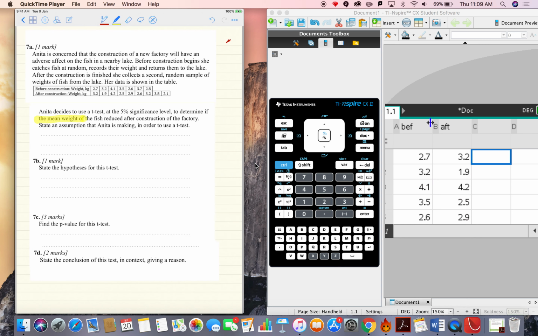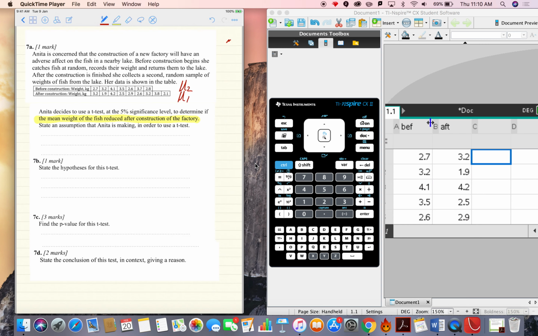So top tip is this. If this person is concerned with the weight of the fish after, it might sound a bit counterintuitive, but the thing that this person's concerned with, the weight of the fish after, that's what we're going to call mu1. Now it sounds weird because you sometimes think mu1 is before, but the thing that we're going to measure and the thing that's concerned to us we're going to call mu1. So the after is mu1 and before is mu2. I'm just going to put that there.